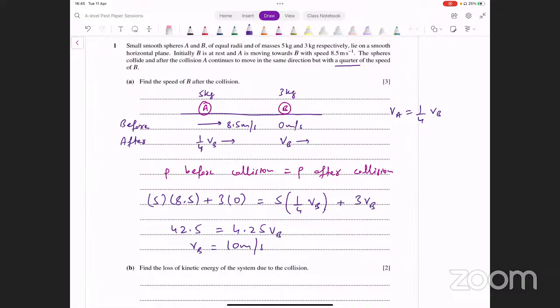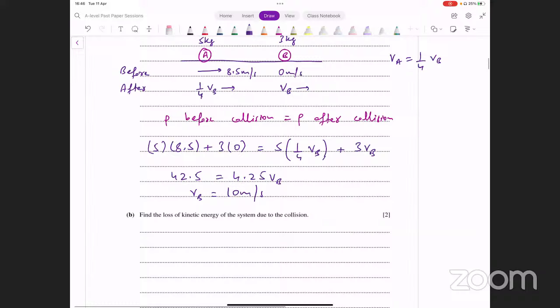All right. That was the first part. Let's look at the next part now. In the next part, it says, find the loss of kinetic energy of the system due to the collision. All you have to do is find the initial kinetic energy and find the final kinetic energy, find the difference. That is going to give you the loss of kinetic energy. Okay, let's try that.